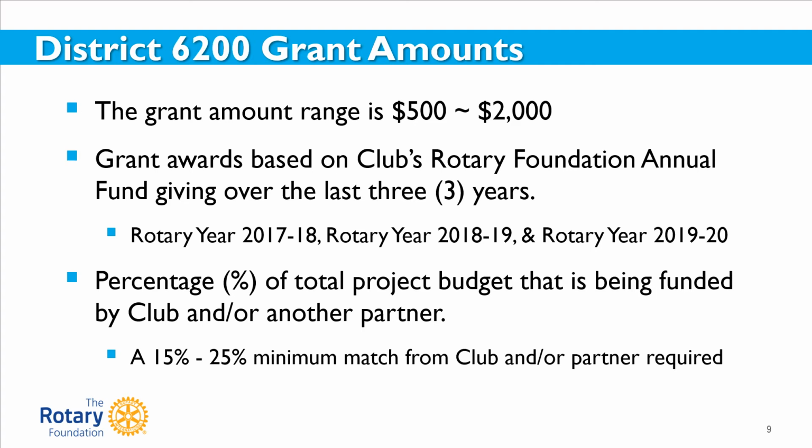The grant amount range for the coming grant cycle will be from $500 to $2,000. This year, the district is modifying its criteria for awarding district grants. For the first time, a club's past three-year history of support to the foundation will be part of that criteria. In many districts, the amount of past giving to the foundation dictates the amount a club is entitled to receive for a district grant. For example, it is not uncommon for a district to give district grants only to those clubs that have contributed to the annual fund.